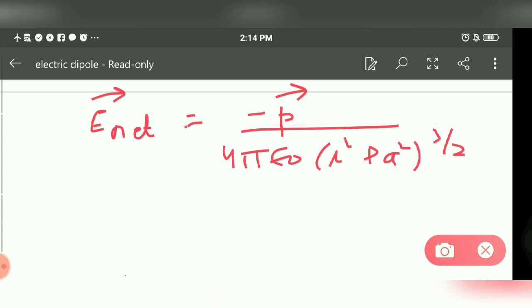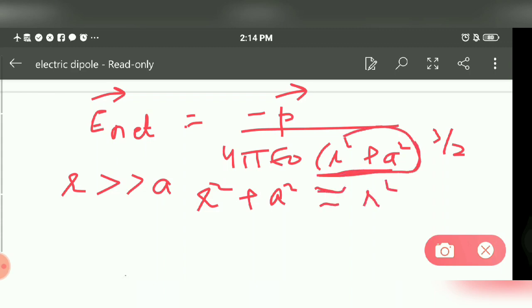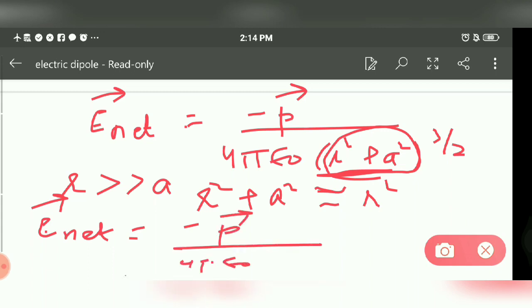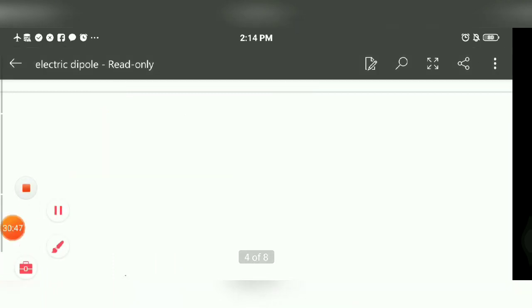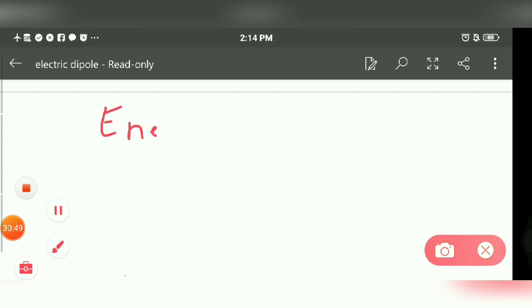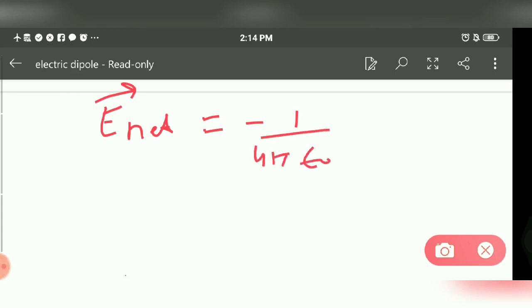If we find it for a short dipole, r is very much greater than a, so r square plus a square is almost equal to r square. So we get E net equals minus P vector upon 4 pi epsilon naught, r square whole raised to power 3 by 2. The 2 gets cancelled with this 2. So we get E net equals minus 1 by 4 pi epsilon naught, P vector upon r cube. This is the result for equatorial.